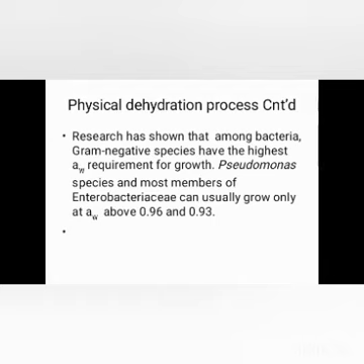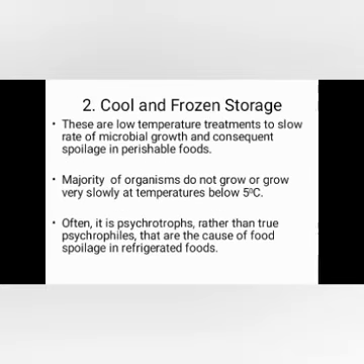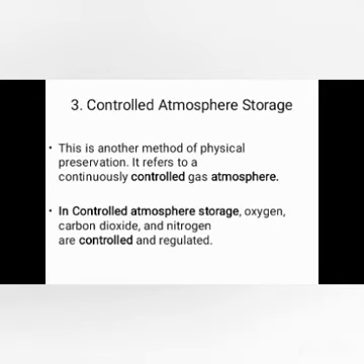Now, the second method under physical preservation methods is cool storage or frozen storage. Cool storage means refrigeration, while frozen storage means freezing. The third one is controlled atmosphere storage. This controlled atmosphere storage refers to continuously controlling the gas atmosphere in a packaged food. For instance, we have oxygen, carbon dioxide, and nitrogen being controlled and regulated.